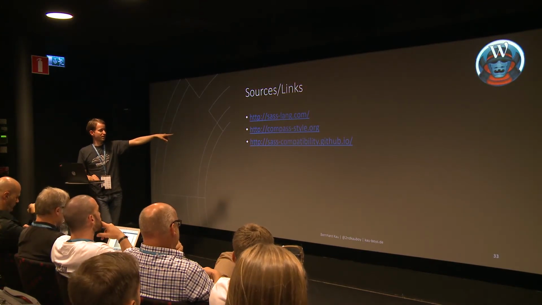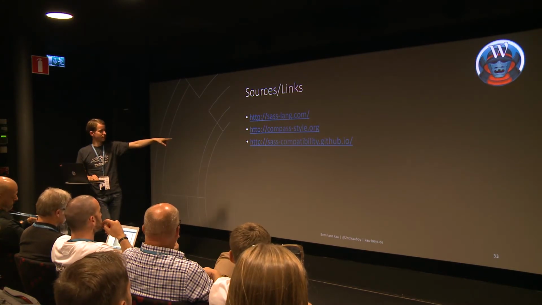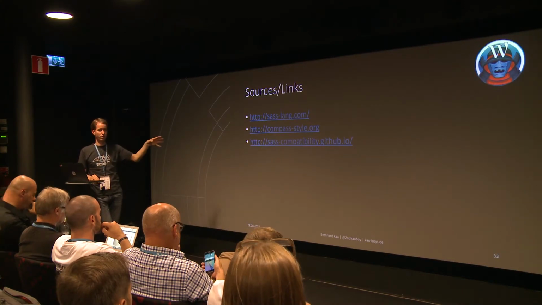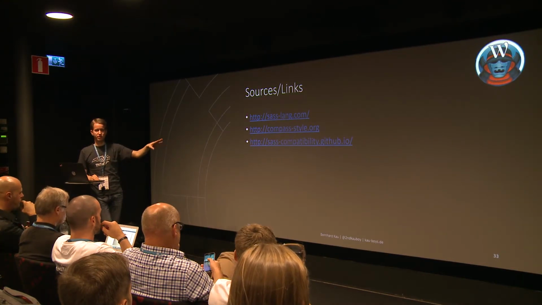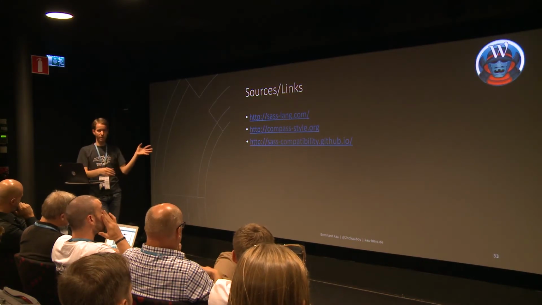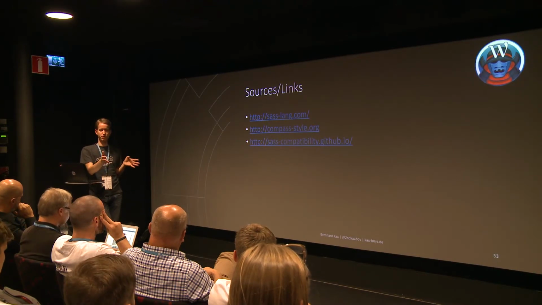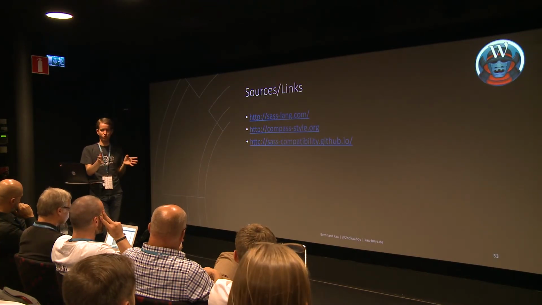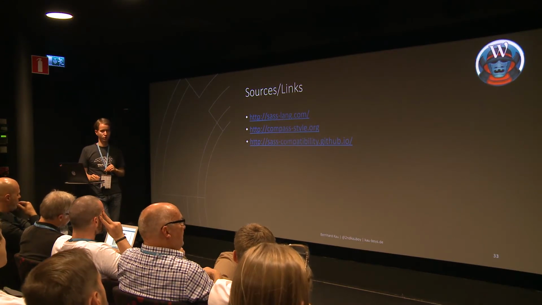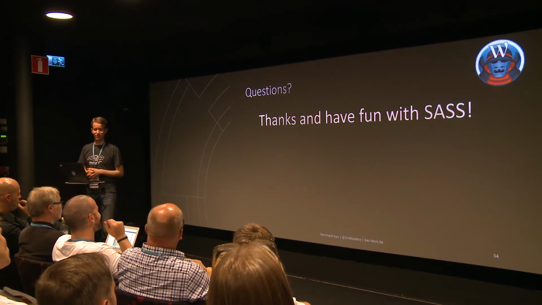Yeah, there are some sources. The first one is the official documentation for SASS. The second one is the official documentation of Compass, for the extra mix-ins. And the last one is a compatibility overview of libSASS and the Ruby versions. So you can see, okay, which functionality is not available in libSASS and even which functionality is only available in SASS 3.4 and newer, things like that. So there are even some differences in the Ruby versions.